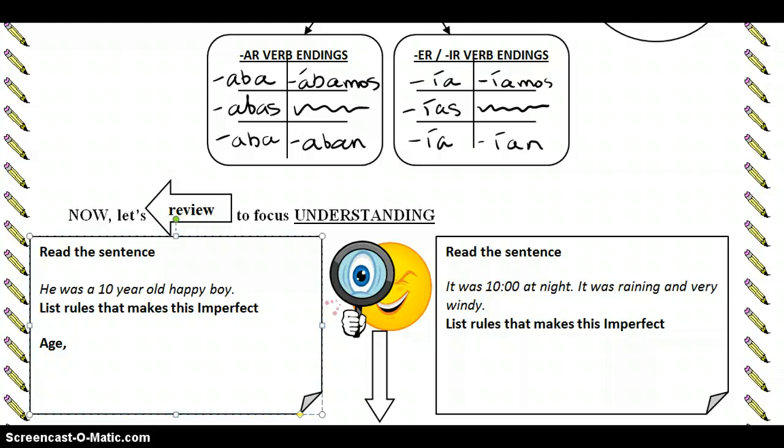The other one will be emotion. You could also maybe do description.